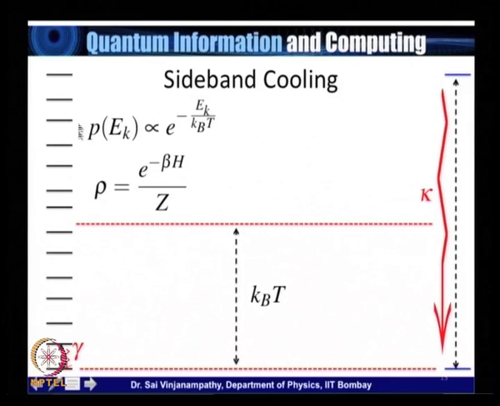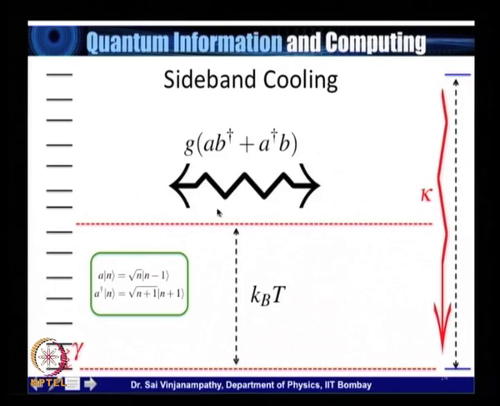Now, what this means is that our target atom has a lot of entropy in it, whereas the auxiliary atom that we have just brought in has almost no entropy in it. Sideband cooling is a technique that allows us to shunt entropy from the target atom to the auxiliary atom. To do this, what we need is some sort of coupling between these two atoms. A typical coupling is of the form A B dagger plus A dagger B.